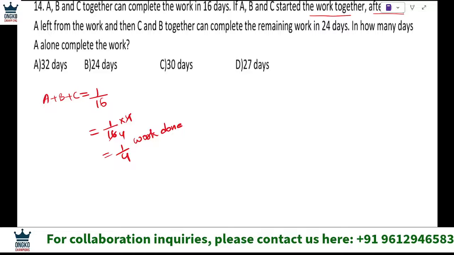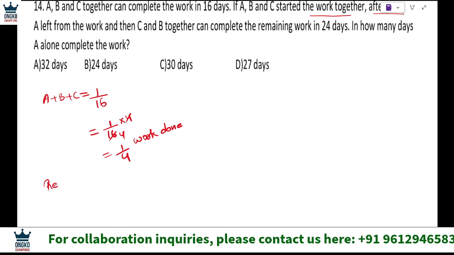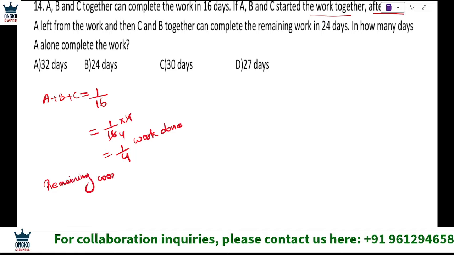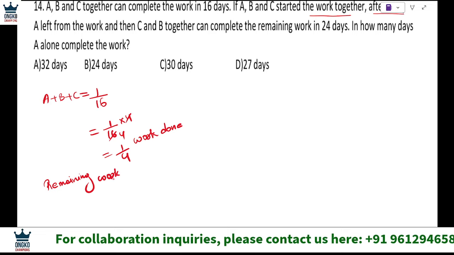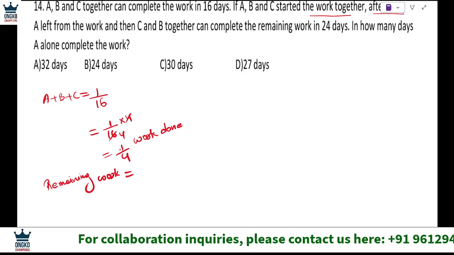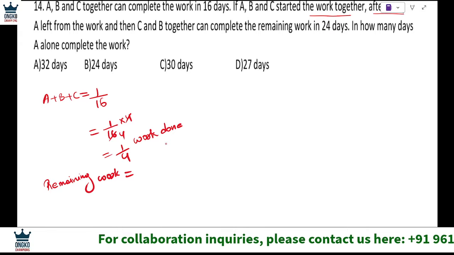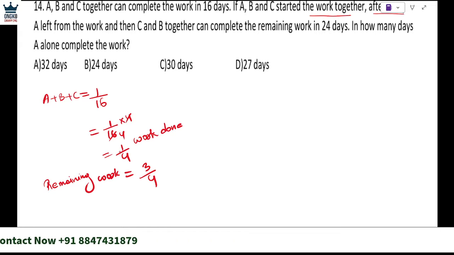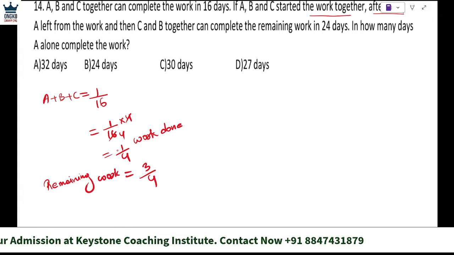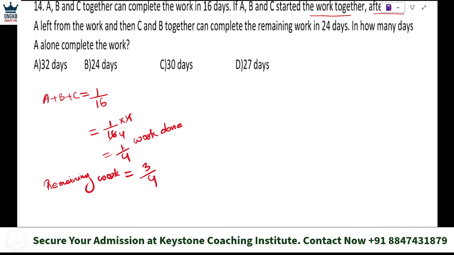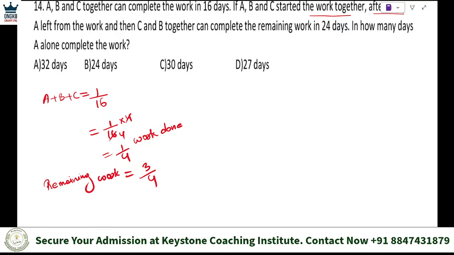So now, the remaining work is what? 1 by 4 of the work is done. So the remaining work will be 3 by 4. Because 1 is already there, 1 plus 3 will give us 4, so 3 is remaining.